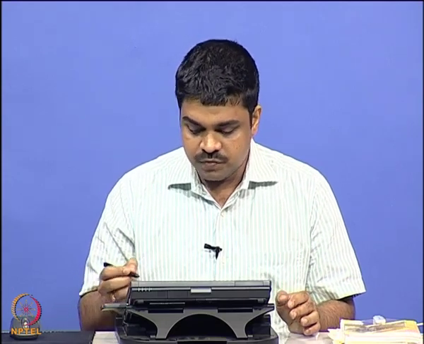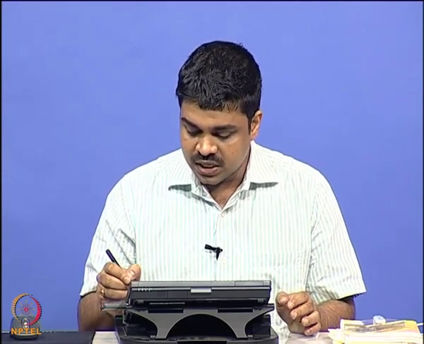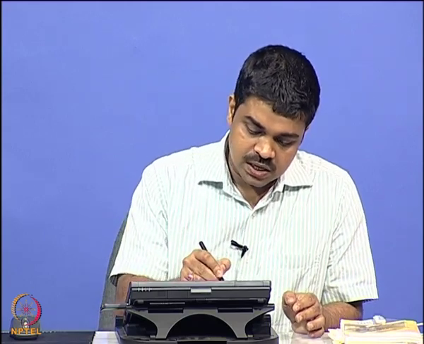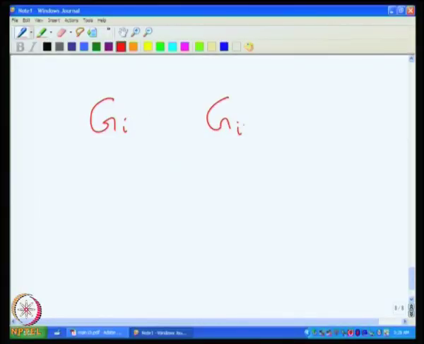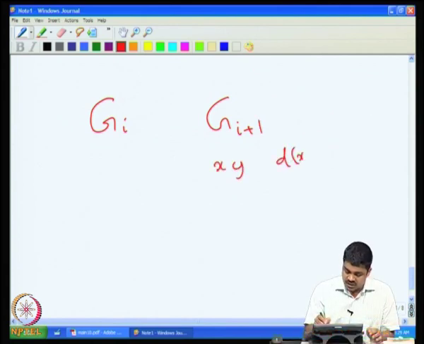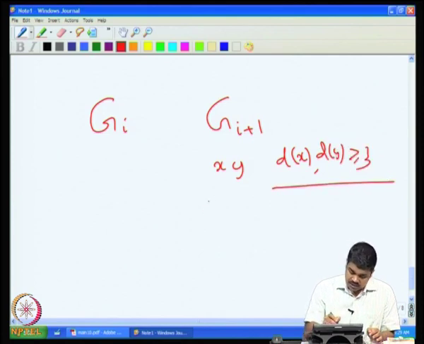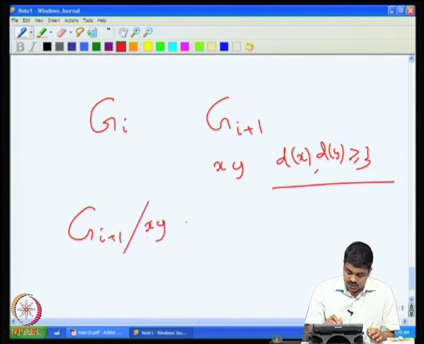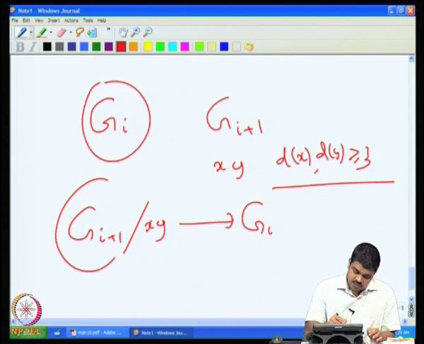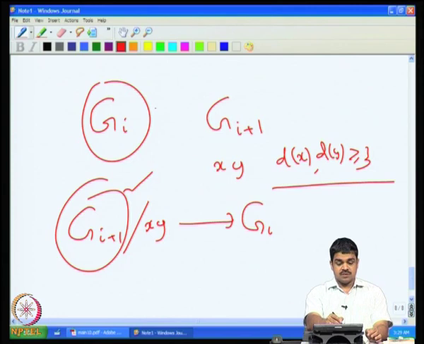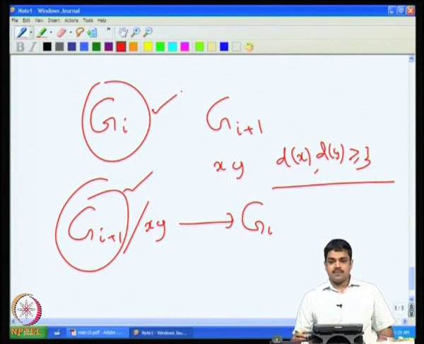So we conclude that if we start from Gi and find a Gi plus 1 and an edge xy in Gi plus 1 with degrees dx and dy both greater than or equal to 3, such that when you contract the edge xy in Gi plus 1 we end up getting Gi, then if Gi is 3 connected, Gi plus 1 also has to be 3 connected. So this is what you are told. That's the other side of it.